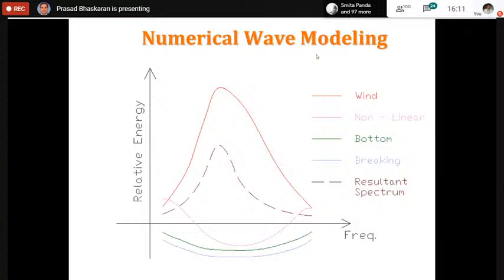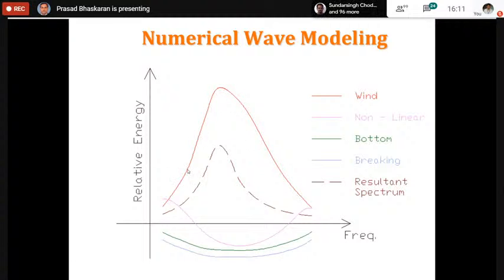Now, the spectrum, if I take a standard spectrum like a Gaussian distribution or a normal distribution, the shape of that looks like a bell. So this is how the spectrum looks. The red color basically shows the wind. The wind is giving the energy distribution like this.